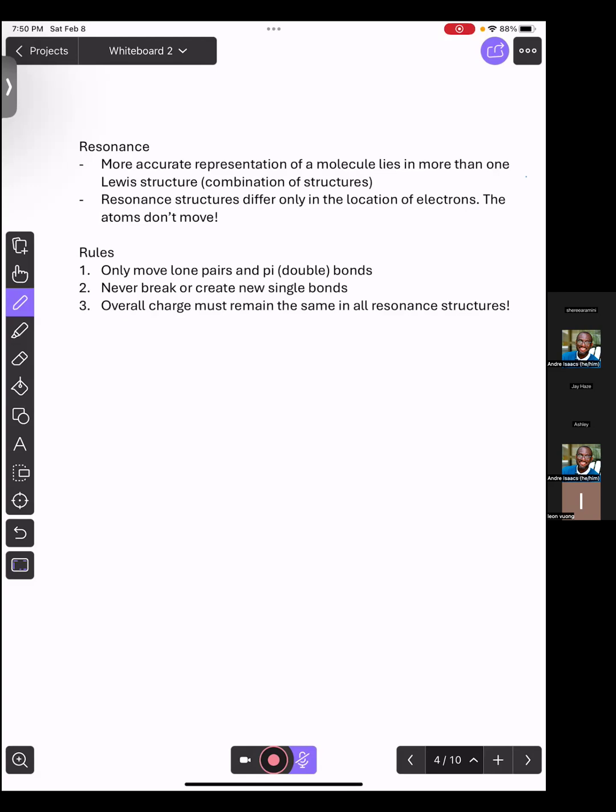So double bonds and lone pairs are the only things you should move. And that's because if I have a molecule like this, and I try to move these electrons to the hydrogen, what I've done here is that if I move this atom, I have literally broken that bond. These two atoms are no longer attached.